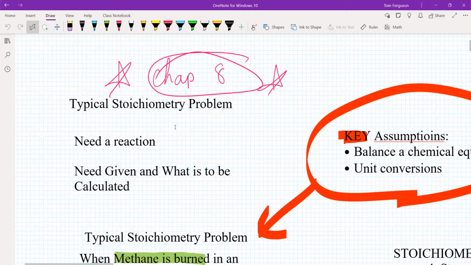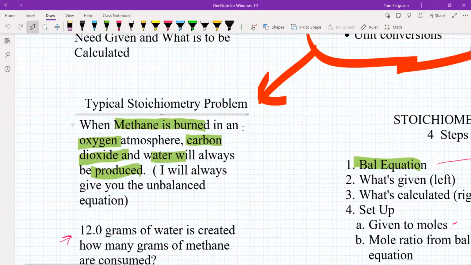Okay, so this is a typical stoichiometry problem. When methane is burned in an oxygen atmosphere, carbon dioxide and water will always be produced. Now in Chem 400, I would not have given you the balanced equation. You'd have to figure out what the equation is. But in our class, I will give you the equation. And importantly, it's unbalanced, so you always have to balance it.